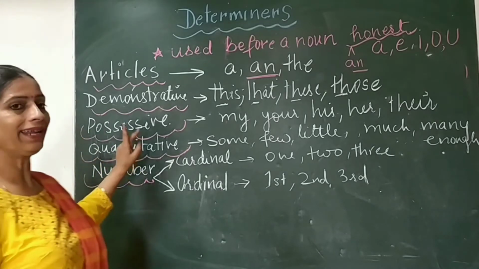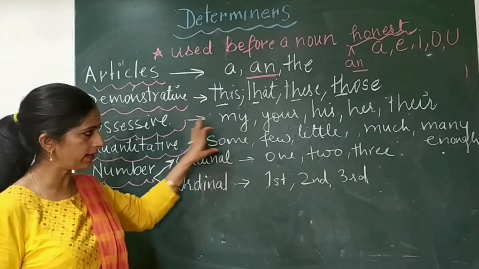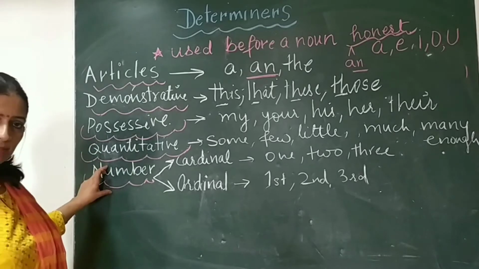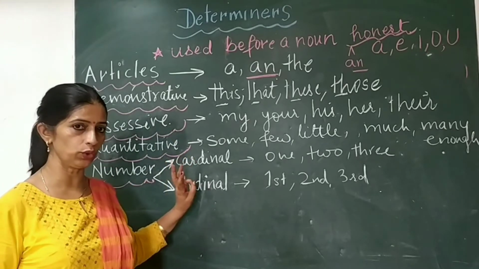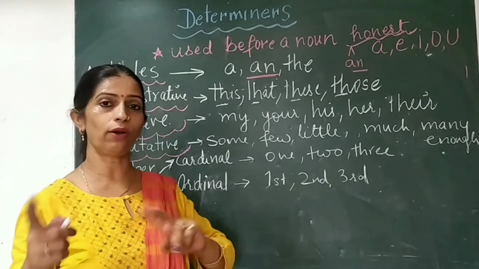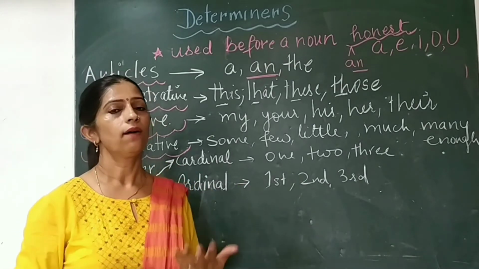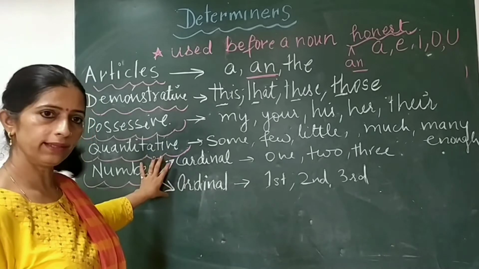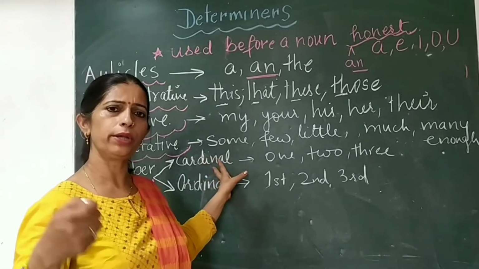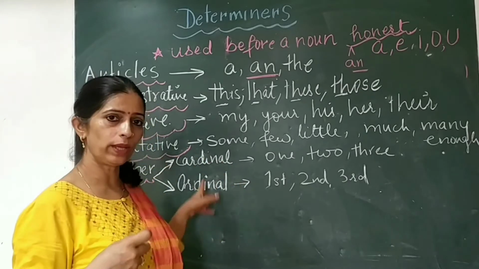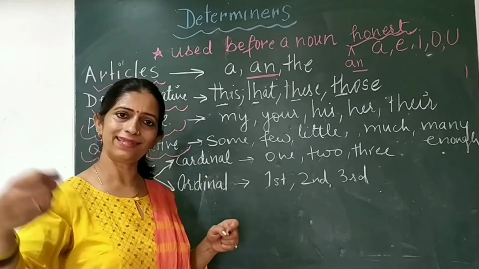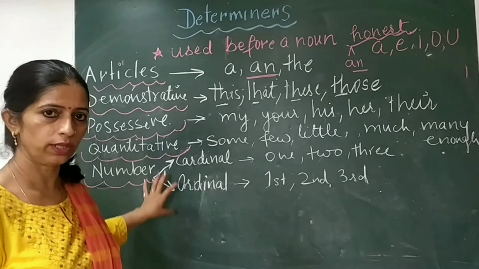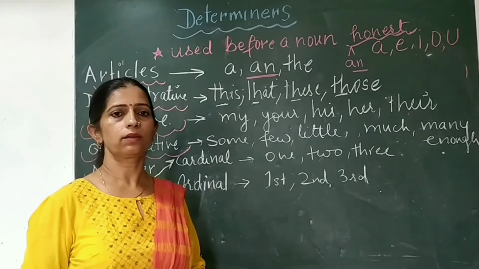Then comes quantitative, which I will explain in detail. First, come to the numbers. Numbers are again of two types. If you remember, in junior section you used to study 1, 2, 3, or first, second, third, fourth to tell the positions. These are called cardinal numbers and ordinal numbers. Cardinal means the numbers 1, 2, 3, 4. Ordinal tells the position of that particular thing: first, second, third. The boy is sitting in the fourth position. So these also come under this category, and these are determiners.